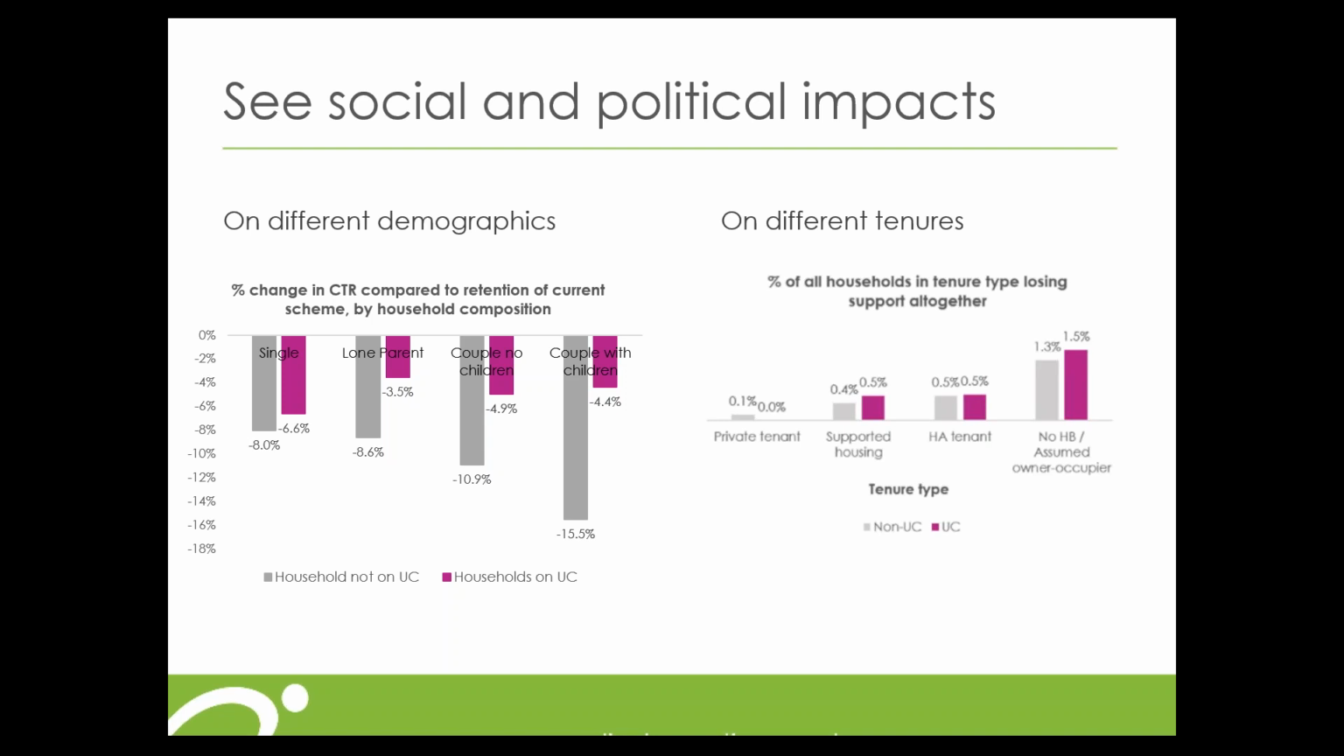I've put here a few examples of how a particular scheme affected different household types in terms of the average loss for each household type, and the same for different tenure types. I think looking at it in these different ways, the social and political impacts, really helps. We've had feedback that this really helps with going to consultation, where different points need to be made during the consultation process. So being able to pull that information out is really useful.